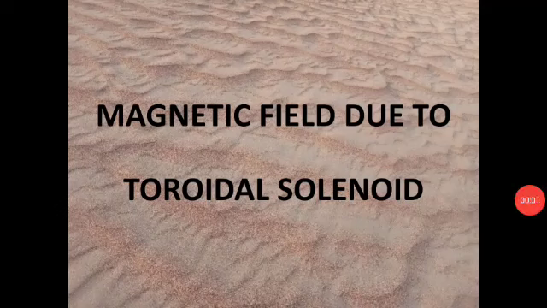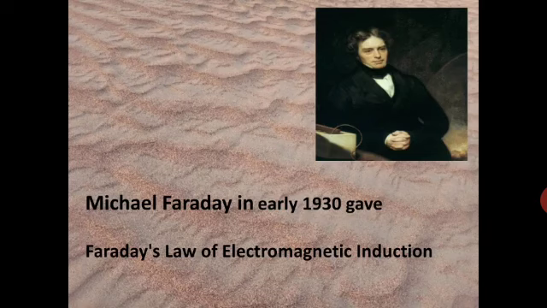Dear students, we all know about solenoid, which is an electromagnet formed by winding wire around a core. Today we shall discuss about a ring-shaped solenoid called toroid. The physicist Michael Faraday invented it in early 1930s.